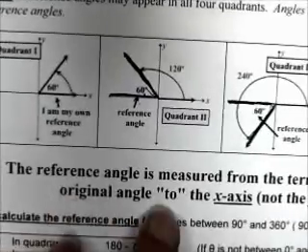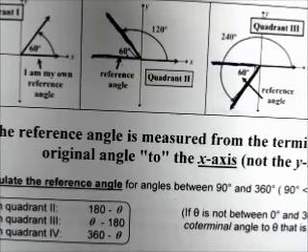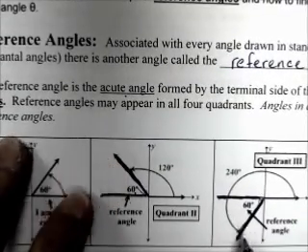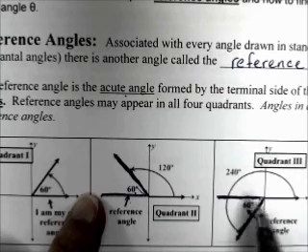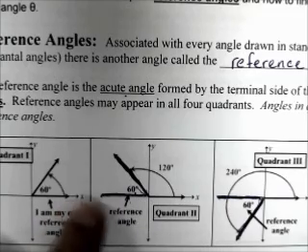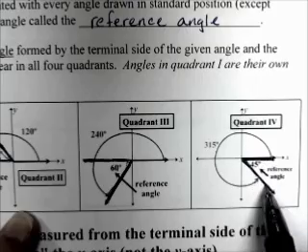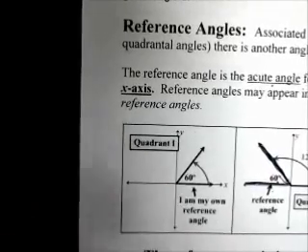Okay, so the reference angle is measured from the terminal side of the original angle to the x-axis. You never go to the y-axis. It's always the x-axis. If you're in quadrant 2 or 3, you go to the negative portion of your x-axis. So your reference angle is formed with the terminal side and the negative portion of your x-axis. And if you're in quadrant 4, the angle's formed with the terminal side and the positive portion of your x-axis. And if you're in quadrant 1, well, that angle is its own reference angle.